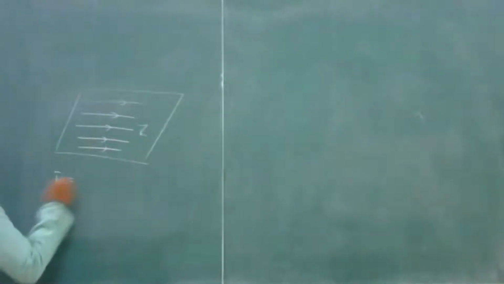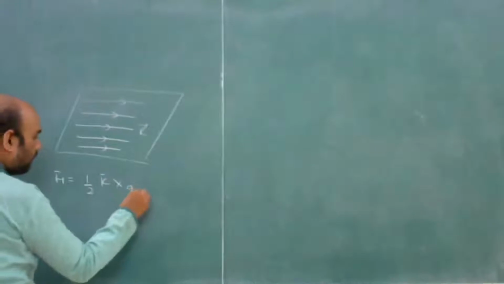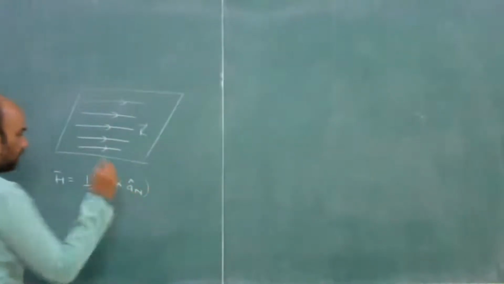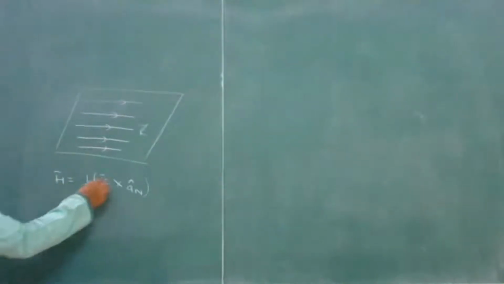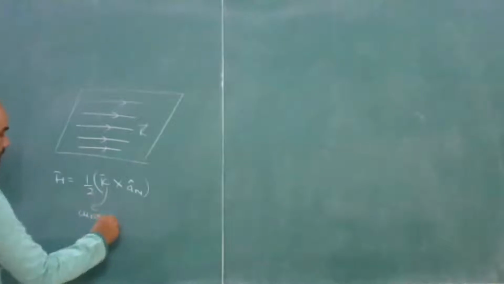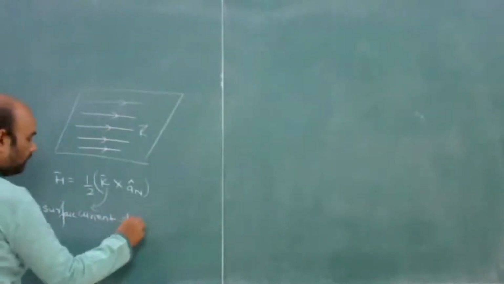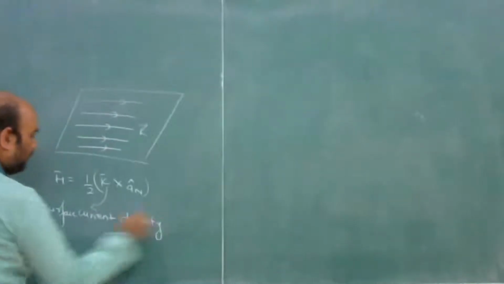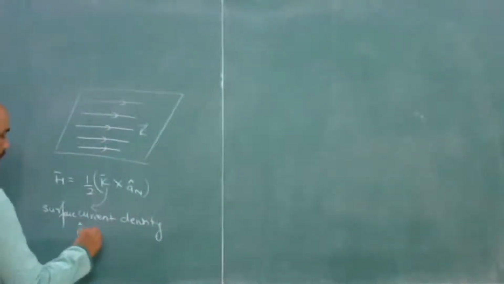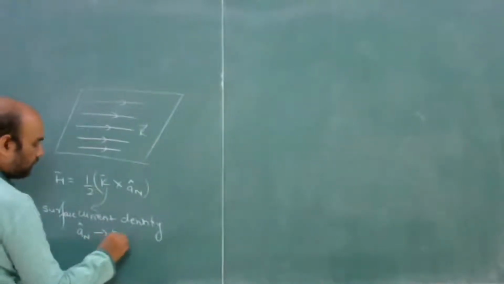If the surface current density is K, then the value of H will be equal to half K cross a_n, where a_n is the unit normal vector.